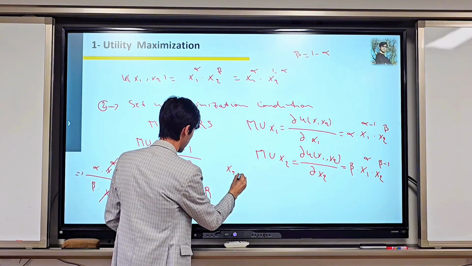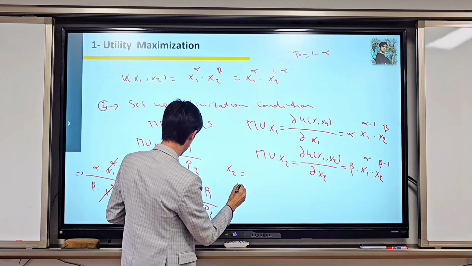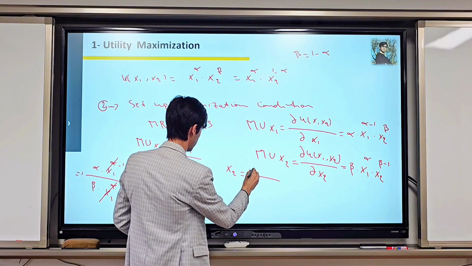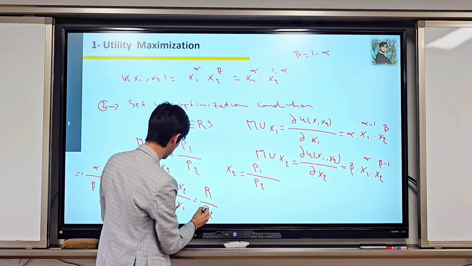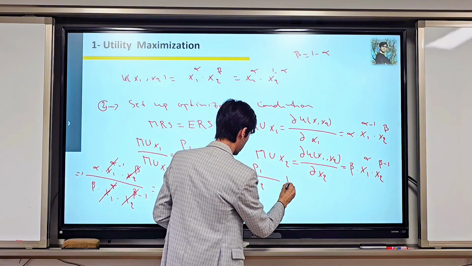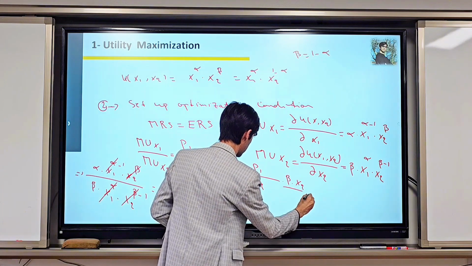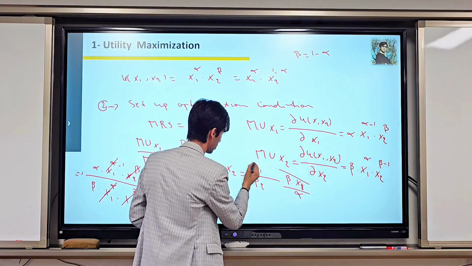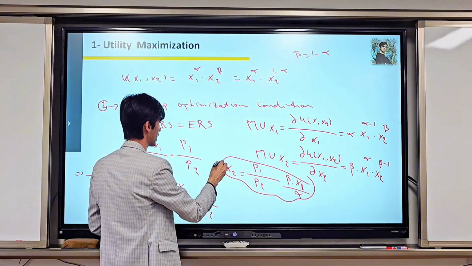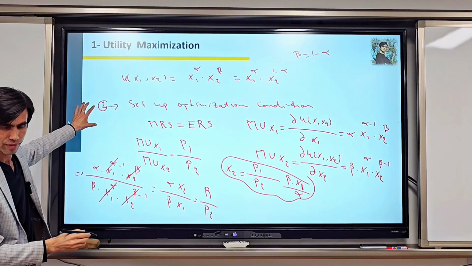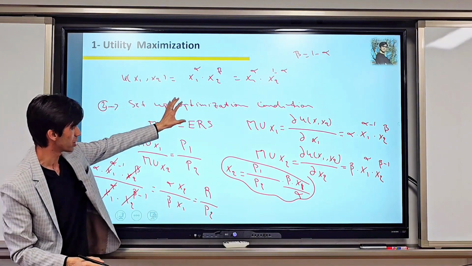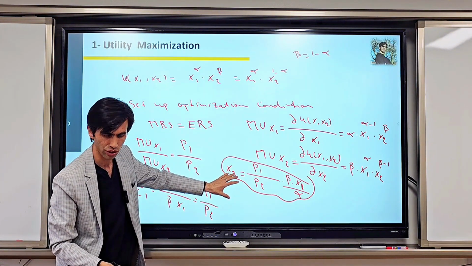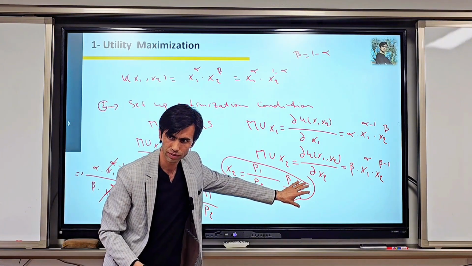Then your x2 will become p1 divided by p2 multiplied by beta x1 divided by alpha. This is your x2. Yeah? And just in the next step, so this is the first step. The first step, set up the optimization condition and find out one of the consumption goods as a function of the other one, which is this one.